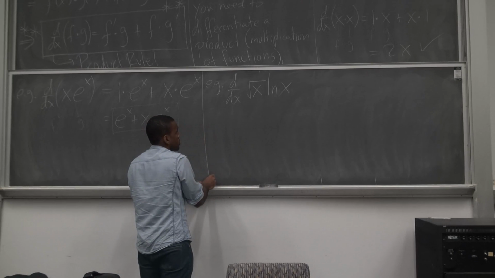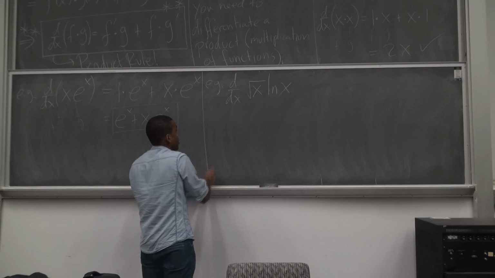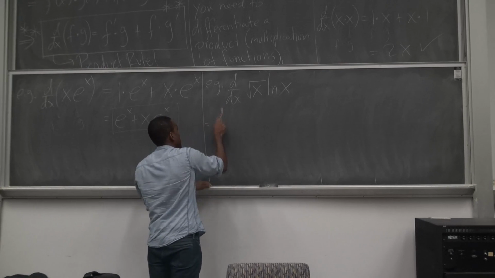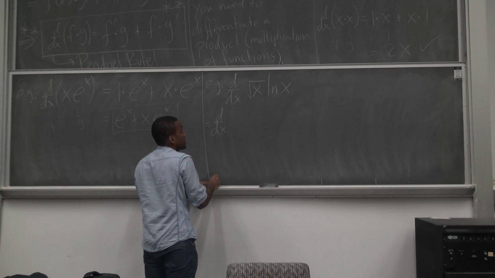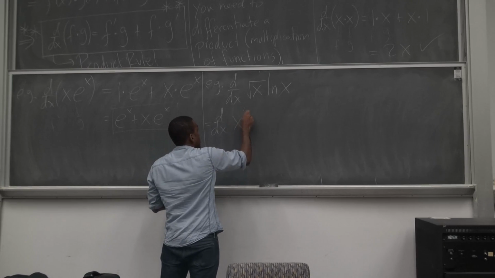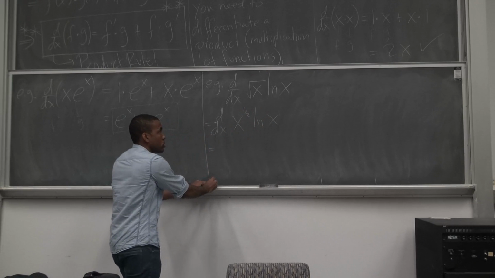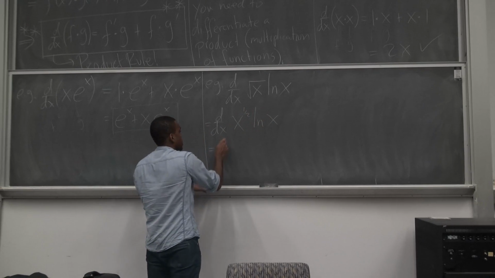One over 2. First thing, rewrite it. I don't have a rule where there's a radical in the rule. So I can rewrite it as x to the 1/2 power. And so now that looks like something I can apply a rule to.